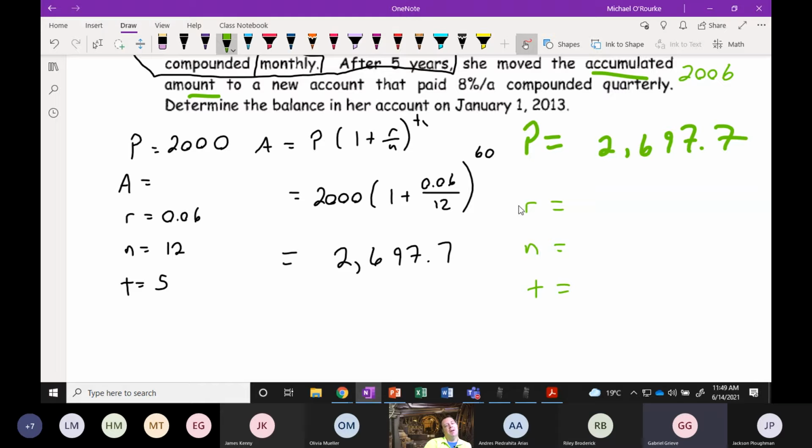All right, so what are my variables now for this second one? I have my principal. Now, what's my rate? What's my N? And what's my T for my second investment? 0.08 is going to be my rate.